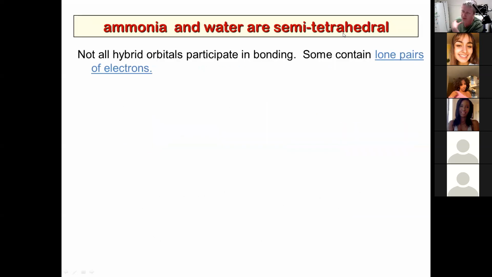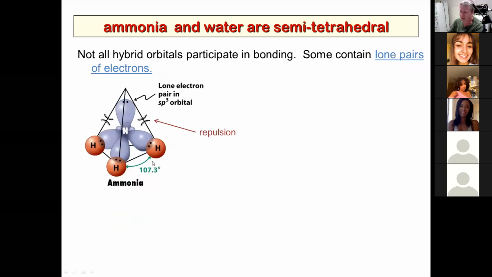Ammonia and water are semi-tetrahedral. And this brings up a good point, that not all hybrid orbitals participate in bonding. The ones we just showed did, but sometimes the orbitals contain a lone pair of electrons. Here's a great example. This is ammonia, right? NH3. So the overall shape of this is what? It looks like it's tetrahedral, right? Yeah, it's totally tetrahedral.